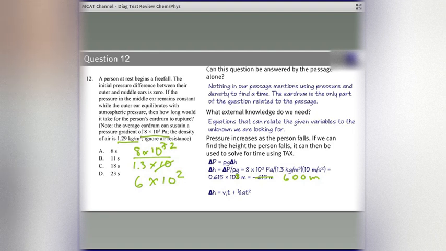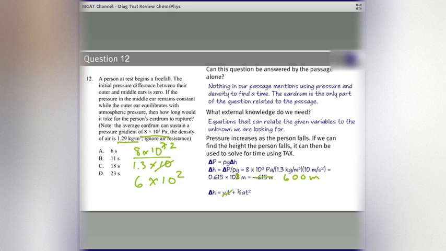Okay, we've got our delta H, we're solving for T. But what do we know about how fast this person was moving when they started? Yep, Rosa, we're only halfway through so far. They started at 0. Well, the good news is that means that V initial times T is 0. That makes our life a whole lot easier.